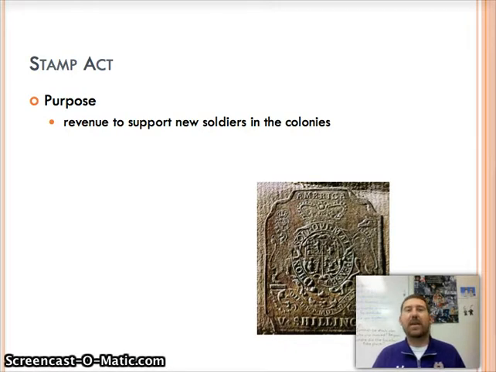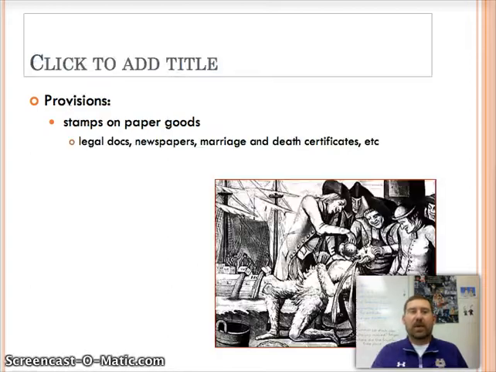So the purpose of the Stamp Act was to simply raise revenue to support new soldiers in the colonies. In other words, the British felt that the colonists should pay for their own defense in some way, shape, or form. As far as the provisions of the Stamp Act go, remember it is not a tax on stamps. Please do not put that on anything. All right, it is a stamp on paper goods that signifies that the tax has been paid. And this is any kind of paper good or legal document. It can be any kind of legal document, birth certificate, marriage certificate, death certificate, newspapers, playing cards, anything that is basically made out of paper.